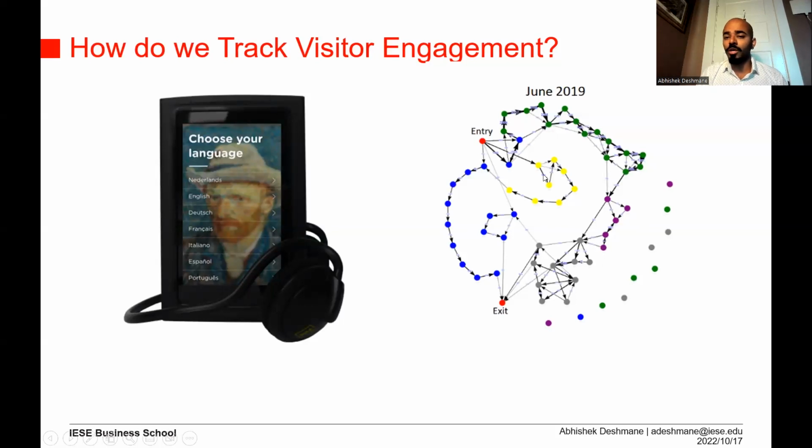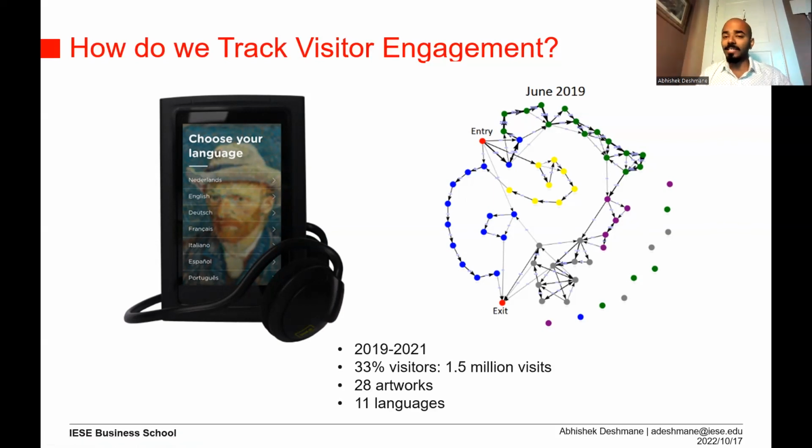The graph here shows nodes, which are artworks, and the arrows show the number of transitions between these artworks. This data is available from 2019 to 2021. We stick to the pre-COVID era. We get about 33% of the total visitors that come within the museum.